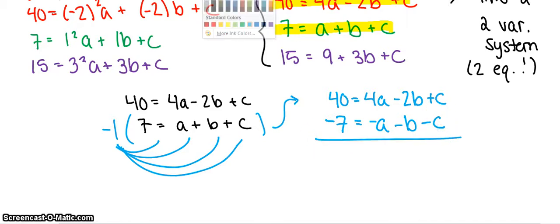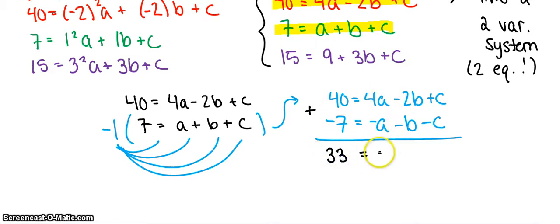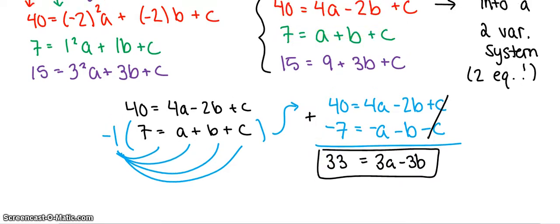And now if you add those two equations together, your c's will eliminate. So 40 plus negative 7 will give you 33. 4a minus a, or 4a plus negative a, will give you 3a. Negative 2b plus negative b will have negative 3b's, and the c's eliminate like we wanted. So now I have an equation with two variables.